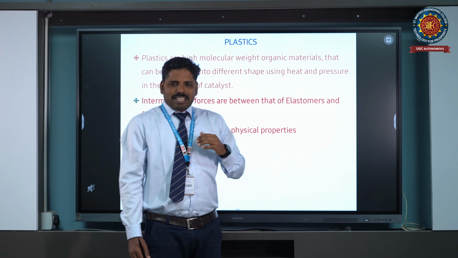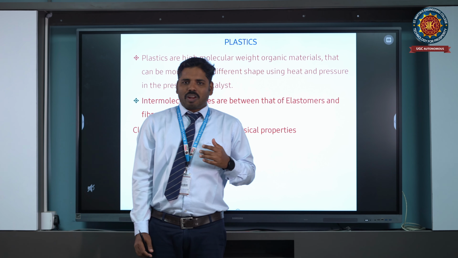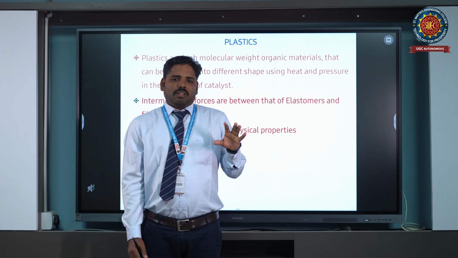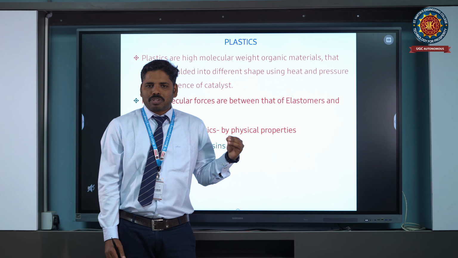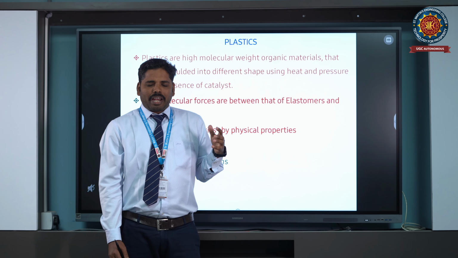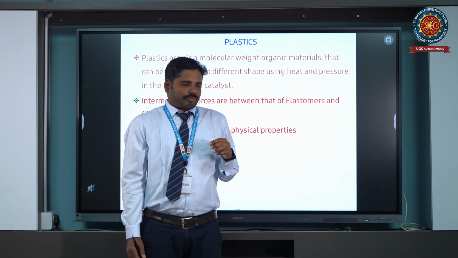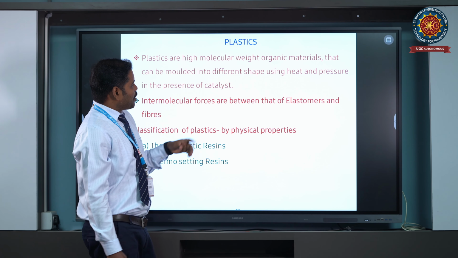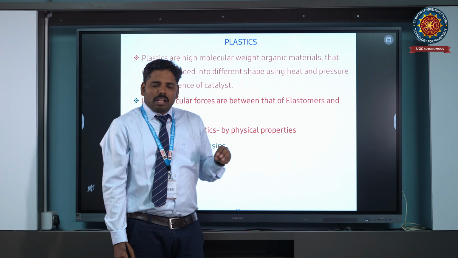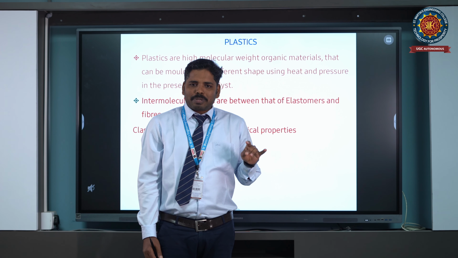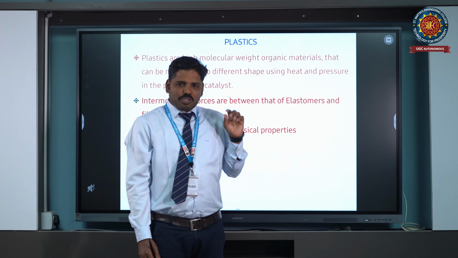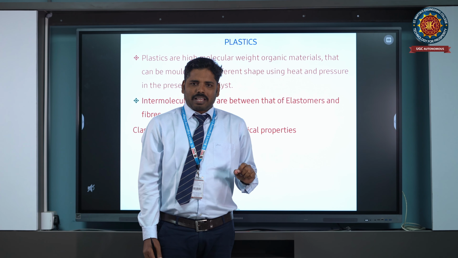Next one, what do you mean by plastic? Define plastic. Plastic is a high molecular weight organic material. It is used in molding different shapes in the presence of a catalyst, like benzene, hydroxide, etc. Plastics are high molecular weight organic materials that can be molded into different shapes using pressure, temperature and the presence of a catalyst. Next one, there are two types of plastic: thermosetting plastic and thermoplastic.